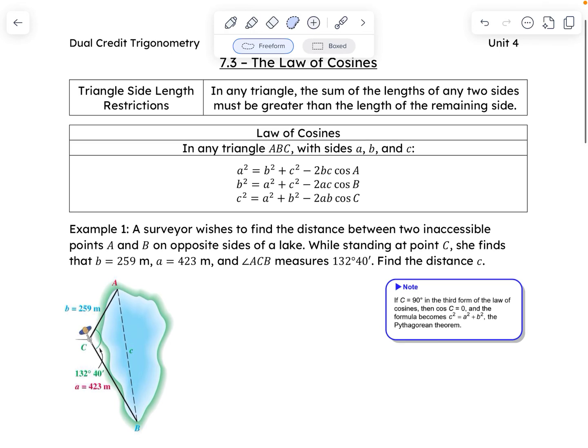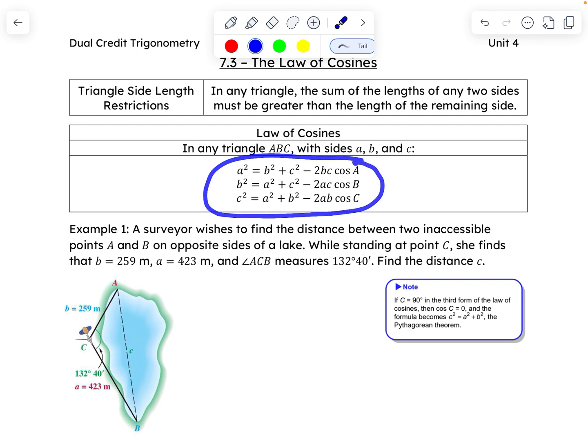Hey guys, today we're going to be looking at 7.3, which is going to talk about the law of cosines. Last time we talked about the law of sines, and now we're moving on to the law of cosines. The law of cosines is in this table right here. We've got three different versions of it.